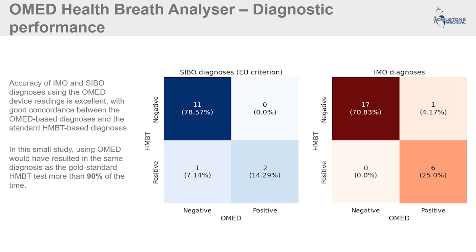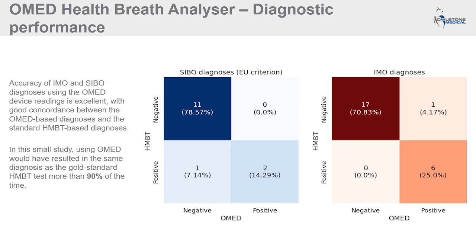The confusion matrices shown here are counts of the tests that had the same or different diagnostic outcome between the HMBT and OMED. On the diagonal, we have tests that were negative for both methods on the top left, and tests that were positive for both methods on the bottom right.